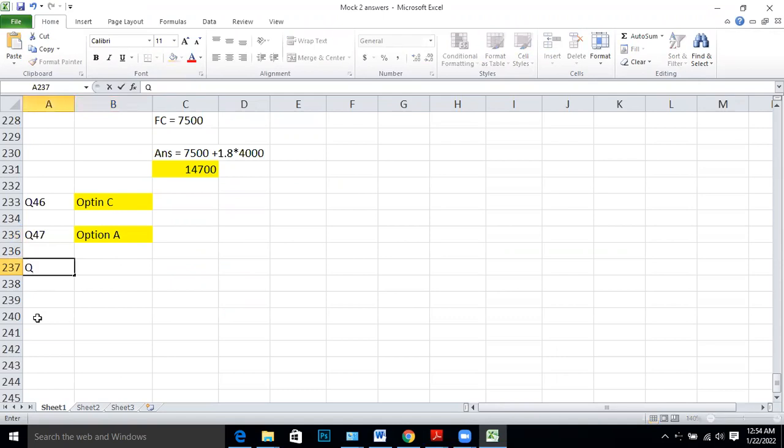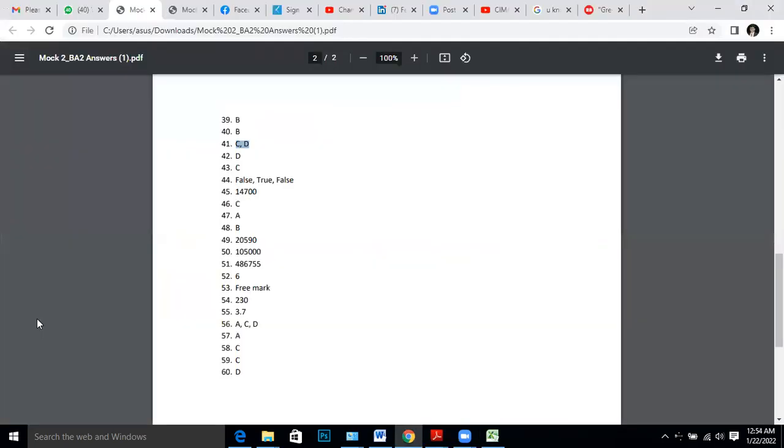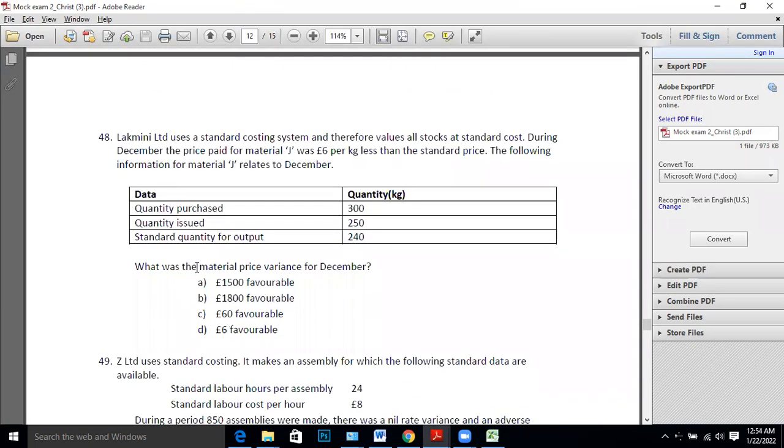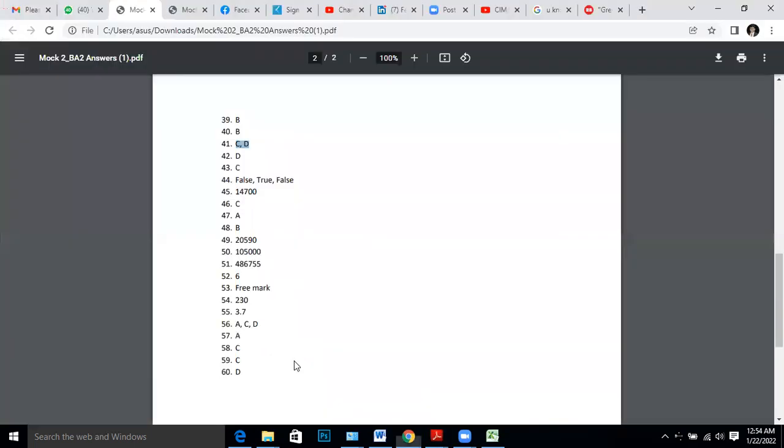48. Lockman Limited uses a standard costing system and therefore values all stocks at standard cost. During December, the price paid for material J was 6 per kilogram less than the standard price. So every kilogram she is making a favorable variance, right? She is buying at a lower price than standard price. How much lower? 6 pounds less. She has purchased 300 kilograms. So each kilogram 6 pounds saving, 300 times 6, 1,800 favorable is the material price variance. 1,800 favorable. Option B.